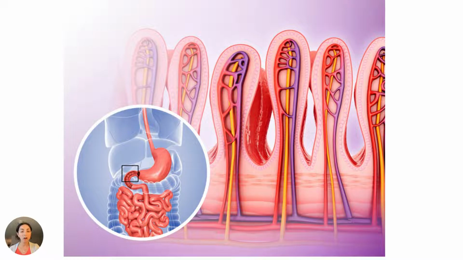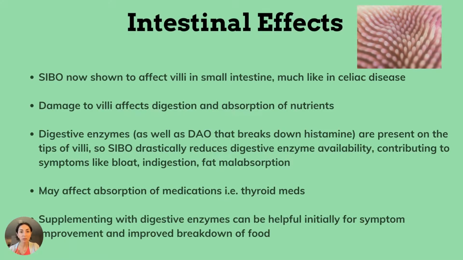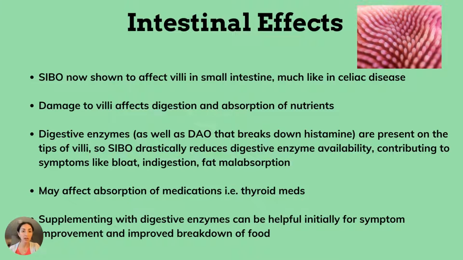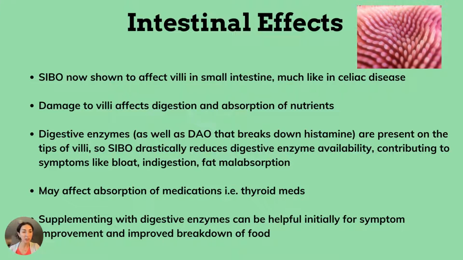They're where basically our DAO enzymes are, which break down histamine, which is important because histamine can raise our inflammation in the body as well. So these villi are very important. And when they're blunted, you're not really getting adequate digestion because it can also impact the way we absorb medications. So let's say you're taking thyroid medications, but you have blunted villi from SIBO, your thyroid medication is not going to be absorbed and utilized as well as it could be if your villi were very healthy. So it's important to get these villi nice and healthy by eradicating SIBO overgrowth.